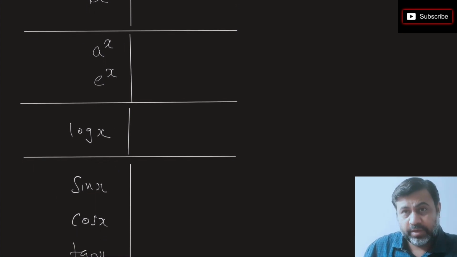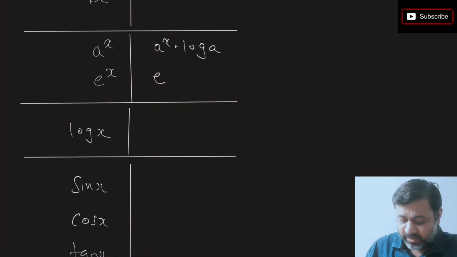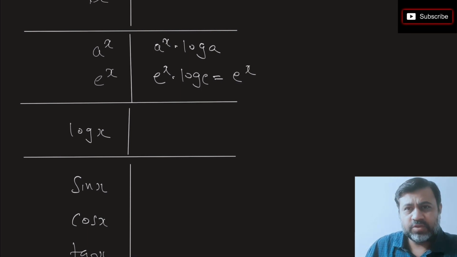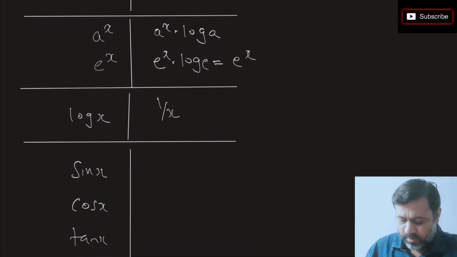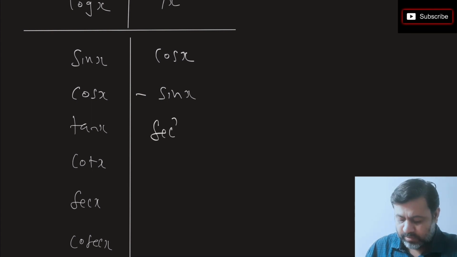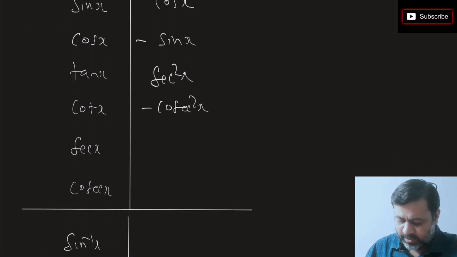Let's discuss exponential. Differentiation of a power x will be a power x into log of a. Differentiation of e power x will be e power x into log of e, but log e is 1, just recall log e is 1, so we get e power x. Differentiation of log x, 1 by x. Differentiation of sin x, cos x. Differentiation of cos x, minus sin x. Differentiation of tan x, sec square x. Differentiation of cot x, minus cosec square x.